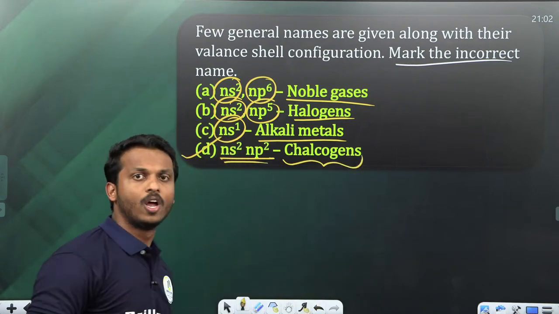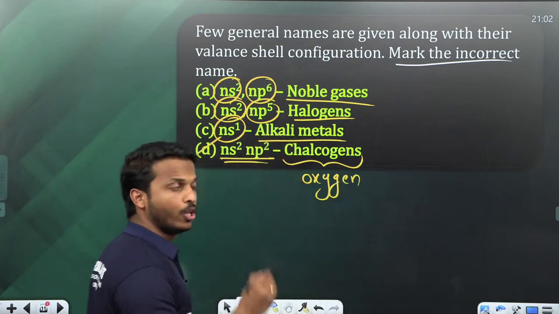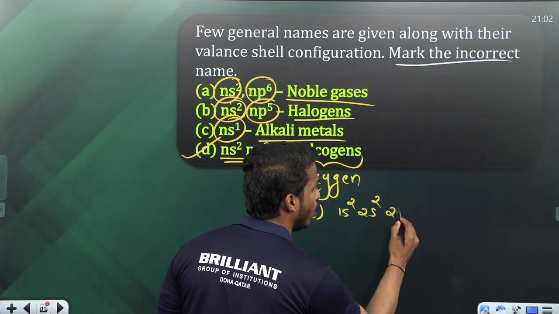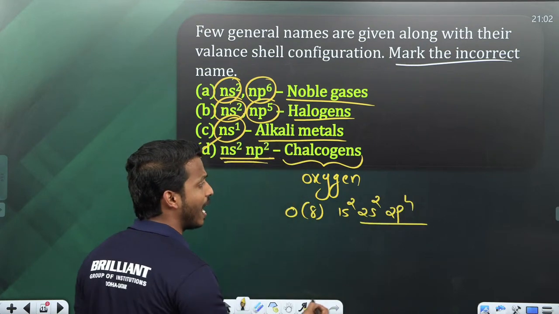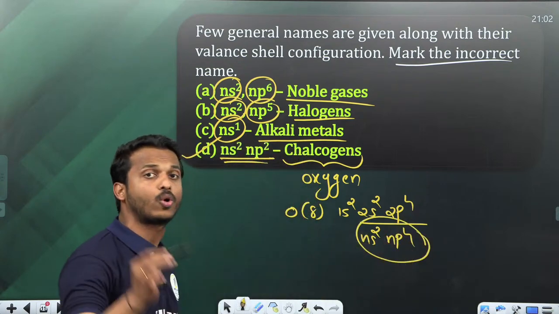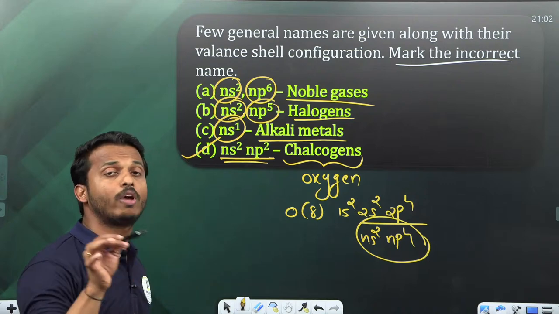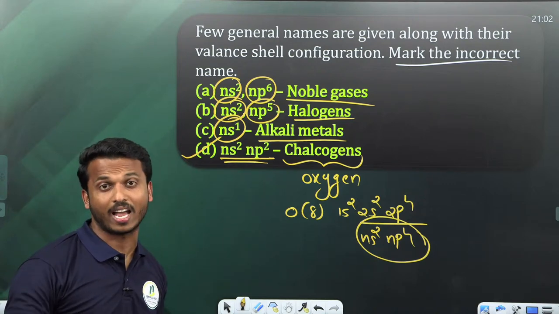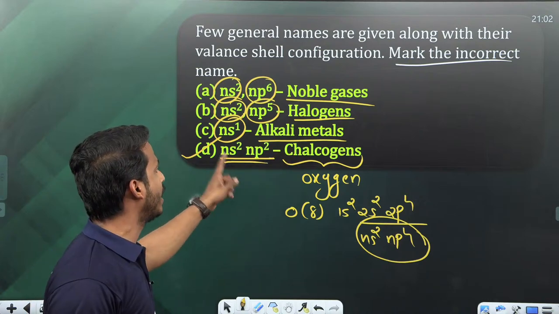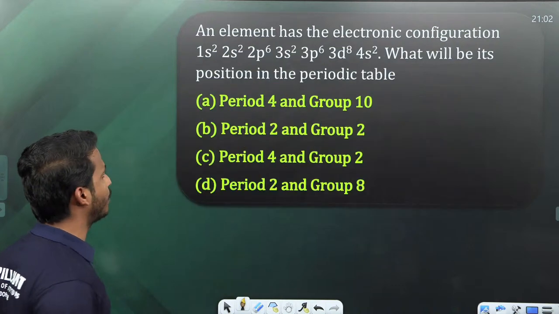What are chalcogens? Chalcogens are our oxygen family. You know, oxygen atomic number 8, 1s2 2s2 2p4. That is like ns2 np4, the general electronic configuration of the chalcogen family, not ns2 np2. ns2 np2 is the carbon family. So chalcogen means oxygen family, their configuration is ns2 np4. Yes, that's the correct answer, option D.